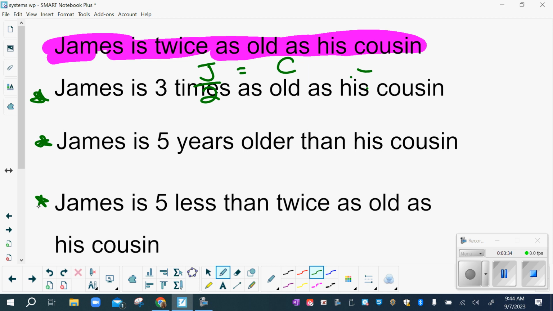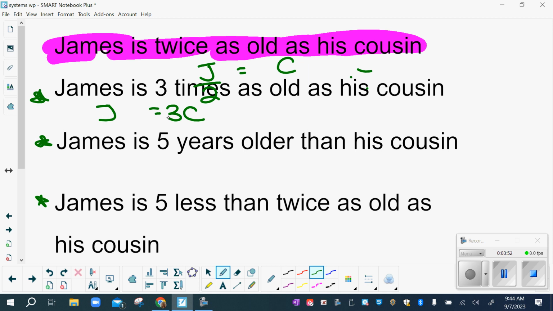I'm going to do it right here. So here we go. I know I want James and I want the cousin to equal each other. So I need to bump that cousin's age up by 3 times. Does that make sense? Could I do 1/3 of J as well? Sure, but I don't want to.